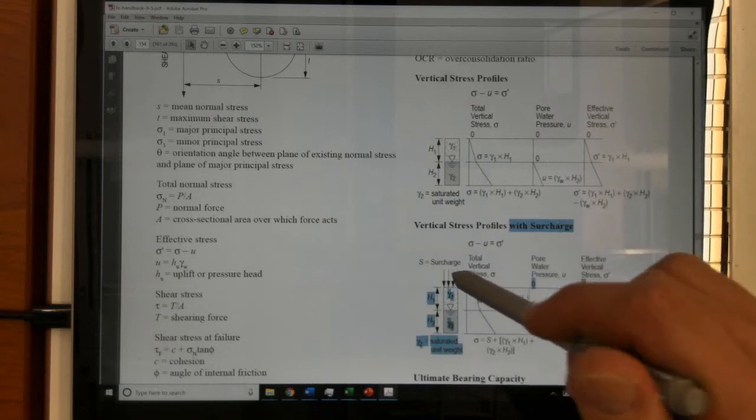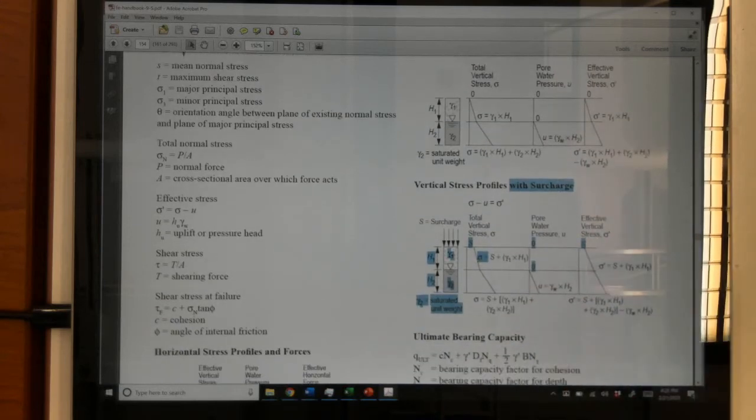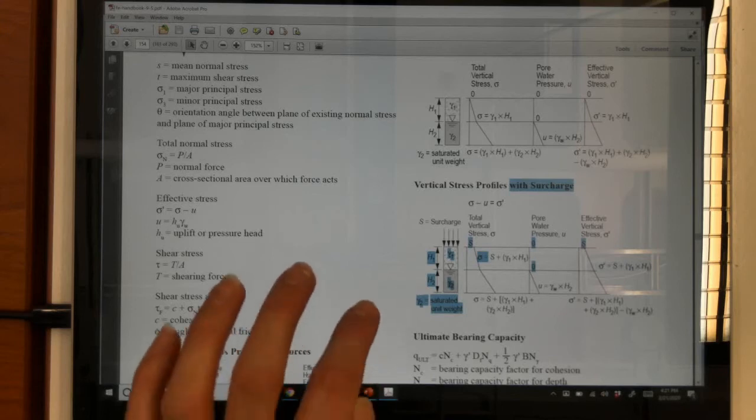And I think that that's probably going to be beyond something that I would expect to see on these, but they include it, so at least you could recognize, okay, if they give me something with a surcharge at the surface, I could find it there.